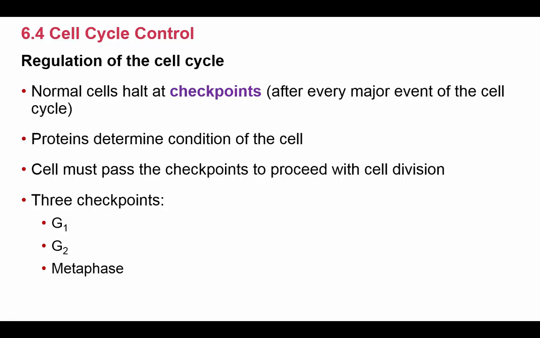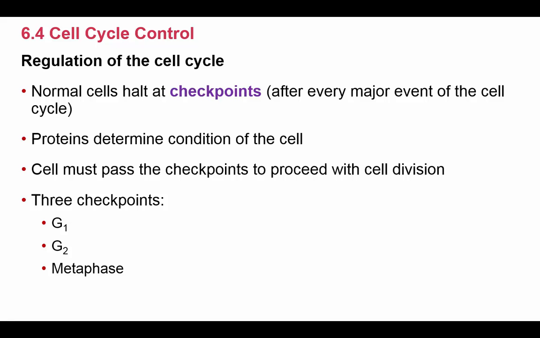Well, first off, your cells halt at what we call checkpoints that occur in this cell cycle, and there's a checkpoint after every major event of the cell cycle. If you look on page 117, I'll show you the image in just a moment, but at each checkpoint there are proteins present, and the job of the proteins is to determine the condition of the cell. Cells must pass the checkpoints to proceed through the cell division. If they pass, that means that the condition of the cell is normal.